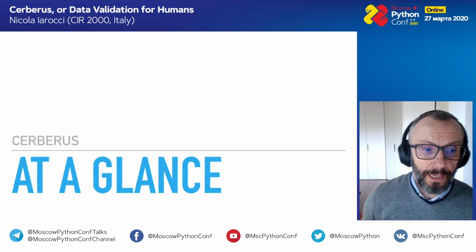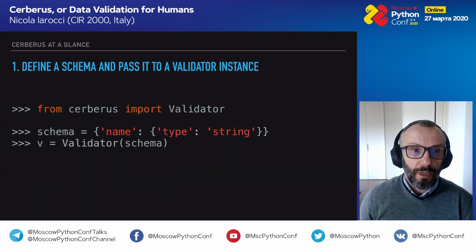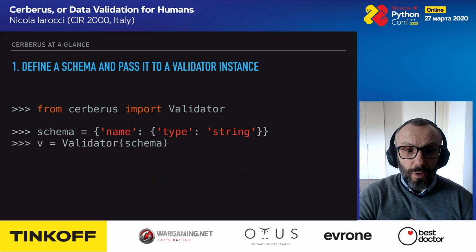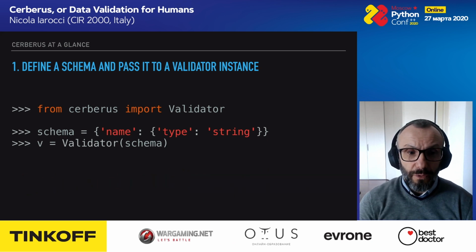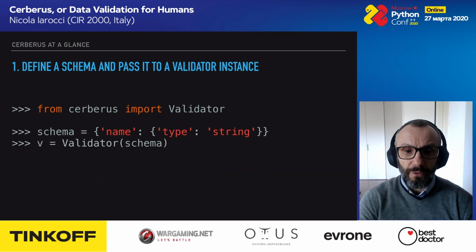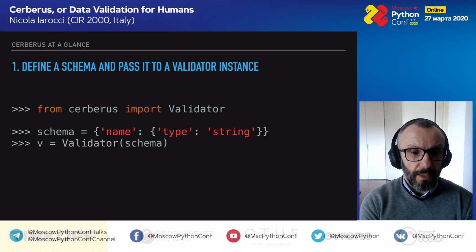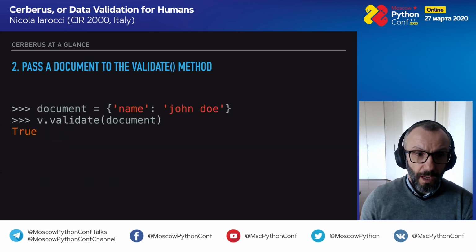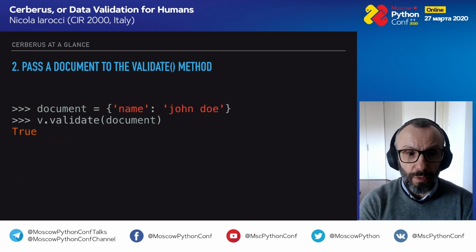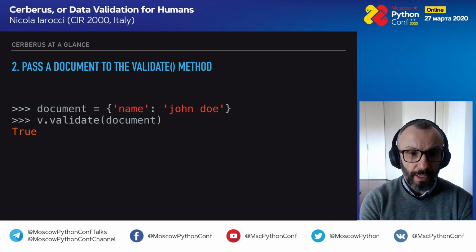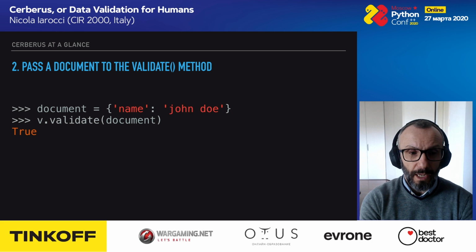All right, let's go ahead and look at Cerberus itself. So how does it work? You import a validator from the Cerberus library, and then you define a schema as a dictionary. Here we see that we have a name field of type string, and then we instantiate our validator. Then we submit a document to the validator. We call the validate method, and it will just return a Boolean and tell you if the document is valid or it isn't.